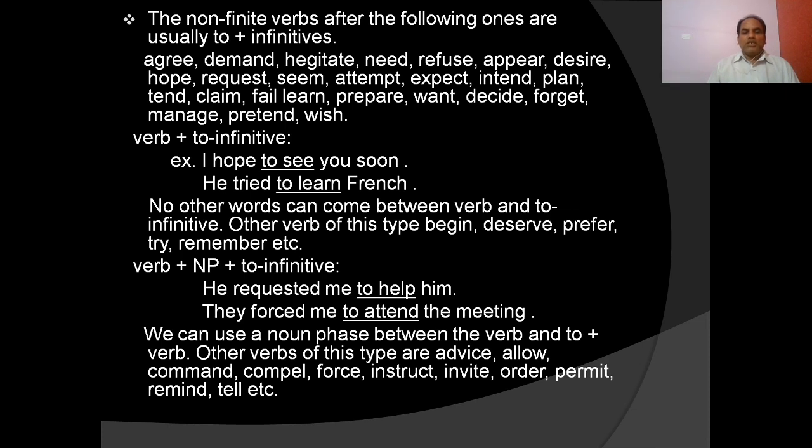So he requested me to help him. So requested is the main verb, to help is the to infinitive, and me is the noun phrase, a pronoun, functioning as a noun phrase in between the main verb and the to infinitive. So they forced me to attend a meeting. We can use a noun phrase between the verb and the to infinitive.